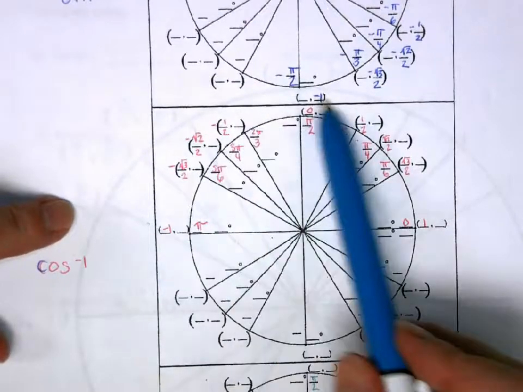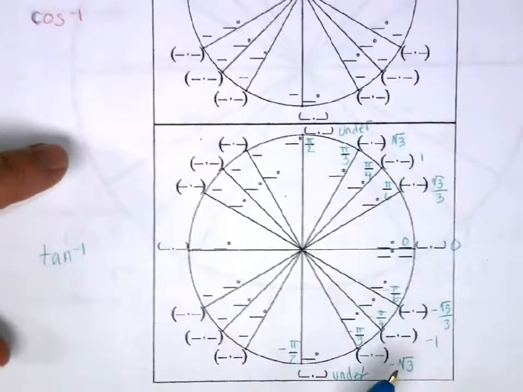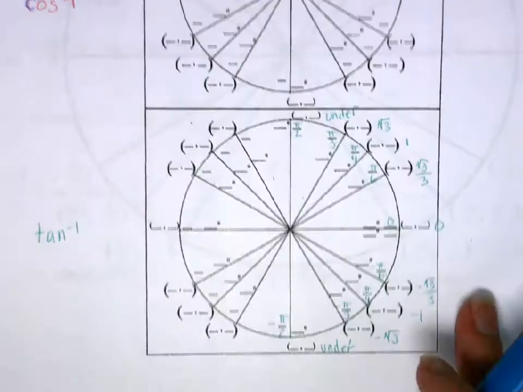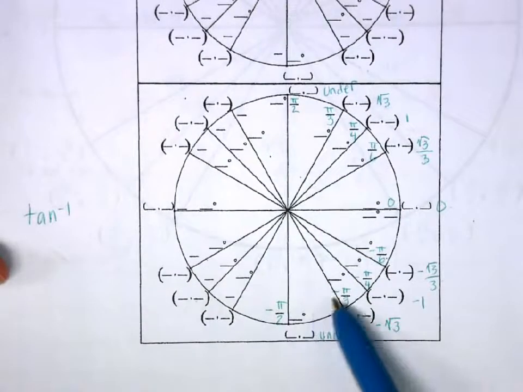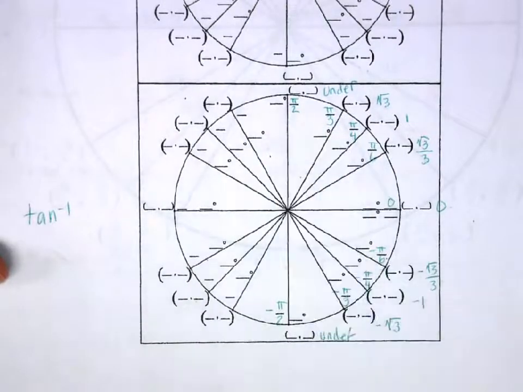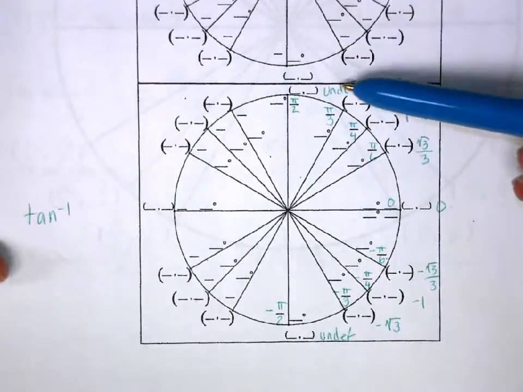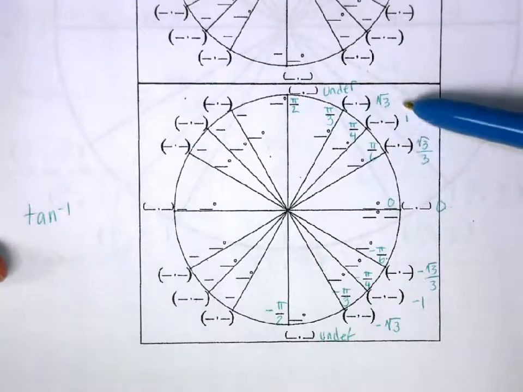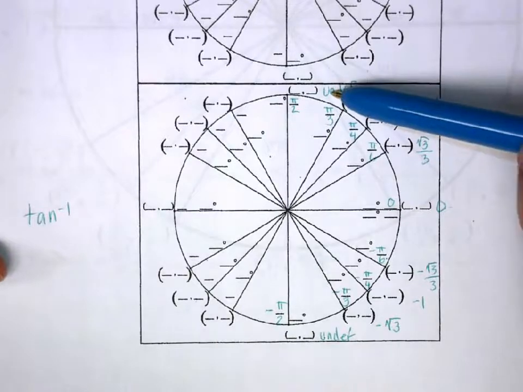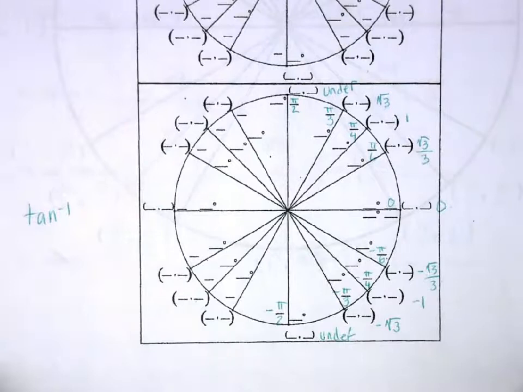And then for tangent, it is the same as sine, where it goes from negative pi over 2 to pi over 2. And then my tangent values are y over x. So it's 0 here, 1/2 over root 3 over 2 is root 3 over 3. This is 1, root 3. It's undefined at the top of the circle, and then reflected down. So those are the values that you're going to want on your unit circle, and then we can use that to evaluate.